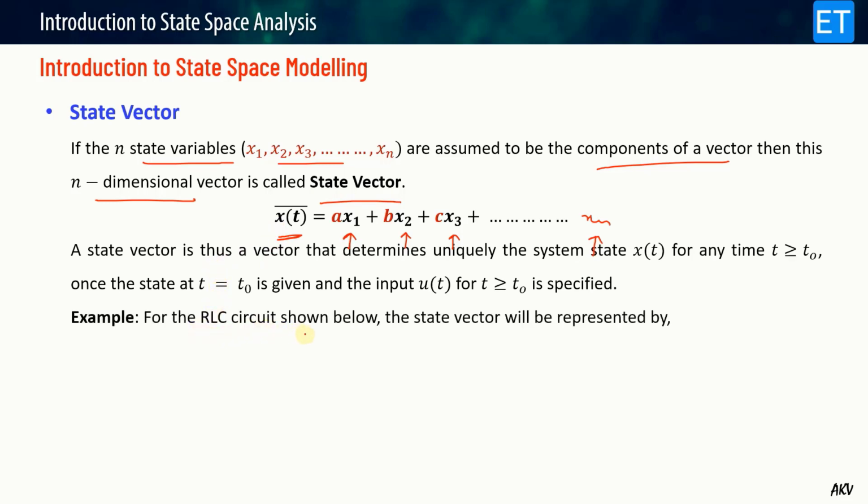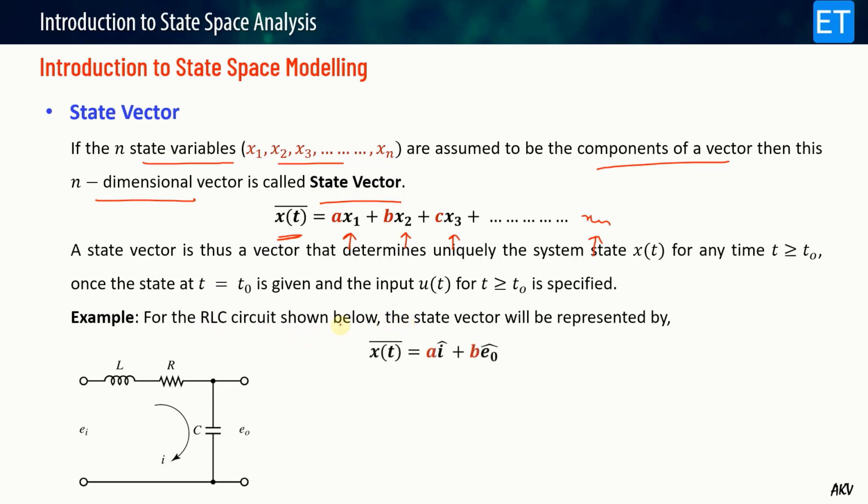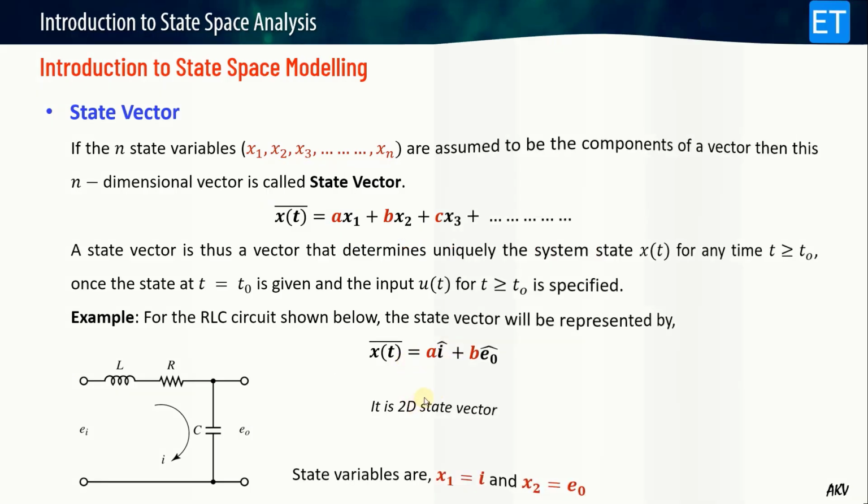For the RLC circuit as shown below, we can write the state vector. As we have already chosen the inductor current and the capacitor voltage as the state variables, I can write the state vector for this electrical system. From this equation you can see that x(t) equals a x1 plus b x2. Since I have only two state variables, my state vector will be represented by only two components. That's why I'm writing x(t) bar equal to [i, e naught], because x1, the first state variable, is the inductor current, and the second state variable is the capacitor voltage. This is how I can represent the state vector for this electrical system. Obviously it is a two-dimensional state vector.